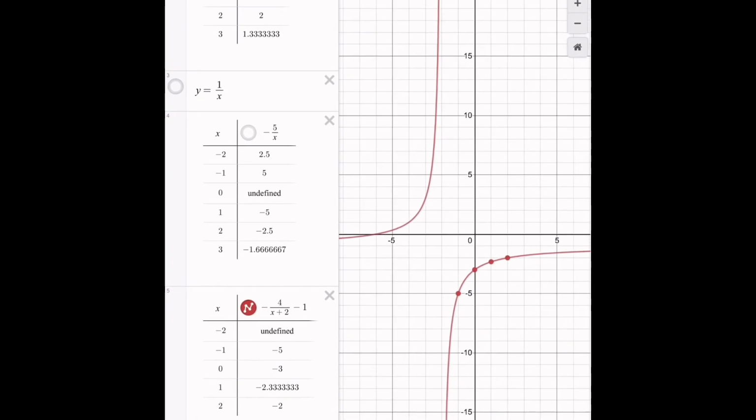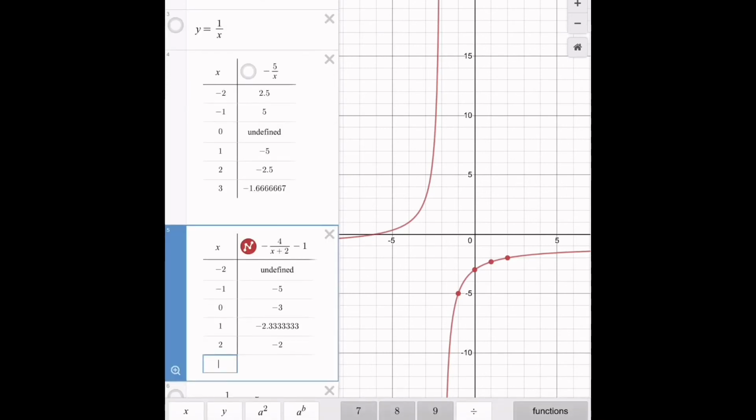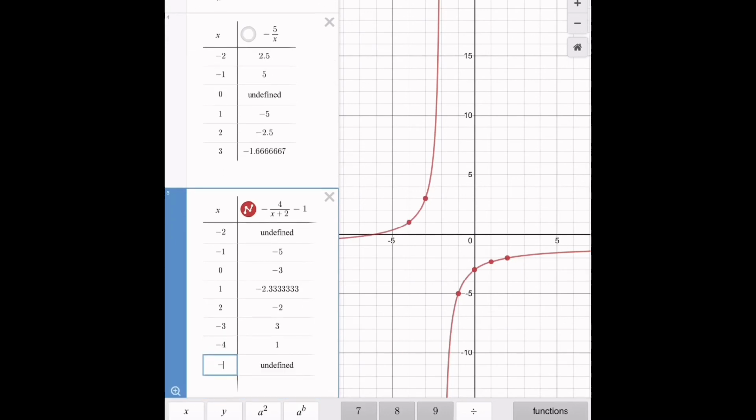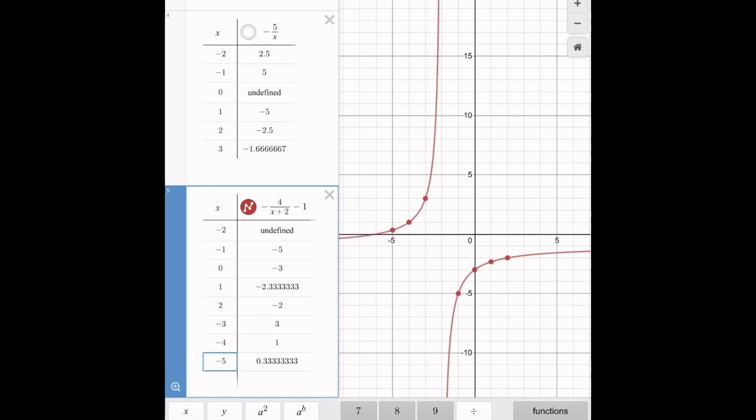So we're going to go back to Desmos and notice that it stops at negative 2, but you can type in what you want to see. So we want to see what's going on at negative 3. Let's also see negative 4 and negative 5. And I'm going to go ahead and plot these points as well. So (-3, 3), (-4, 1), (-5, -0.3).